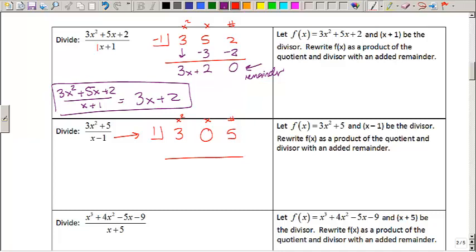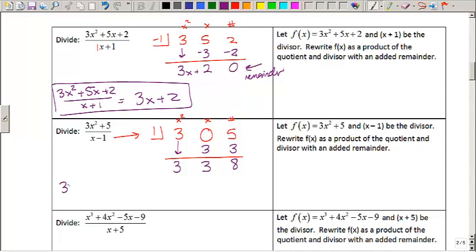Next, I'm going to bring down the 3 and multiply and add. 3 times 1 is 3. I add down to get 3. I don't have to subtract because I've already changed the sign. 3 times 1 is 3. I add down to get 8. Well, this time I do have a remainder.